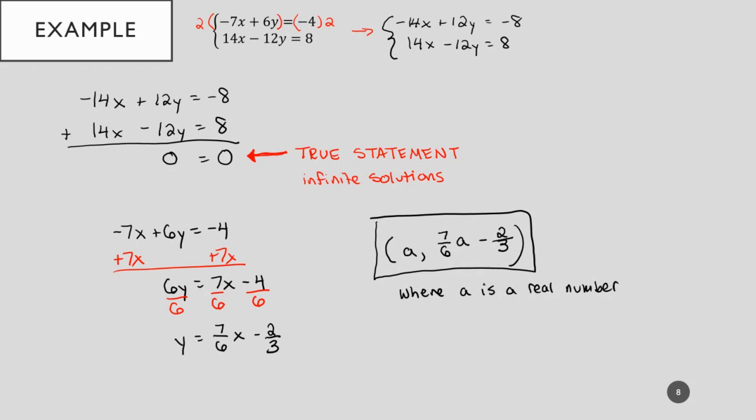Basically, you can put any number in for a, and that will give you an ordered pair. They don't use x and y, just so that you don't think the solution is an equation. The solution isn't an equation, it's an ordered pair, but there are infinitely many ordered pairs. So that's an example of what happens when you solve and you end up with infinite solutions and how you would write that.